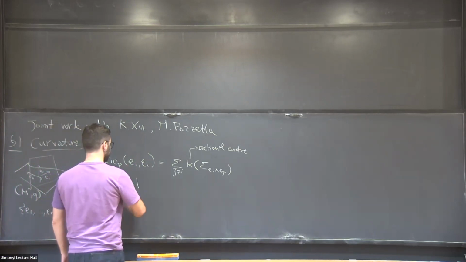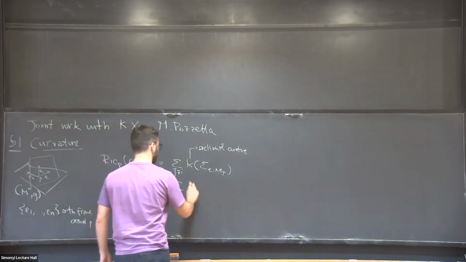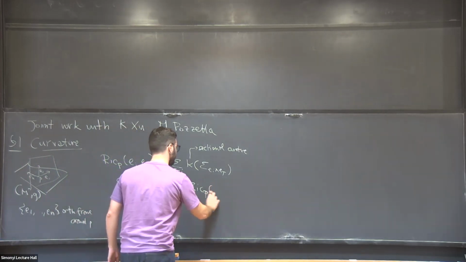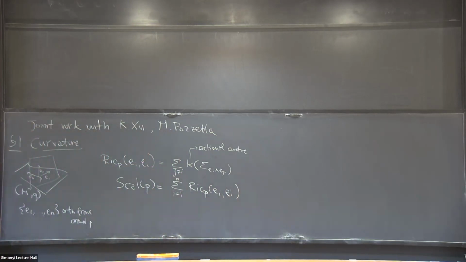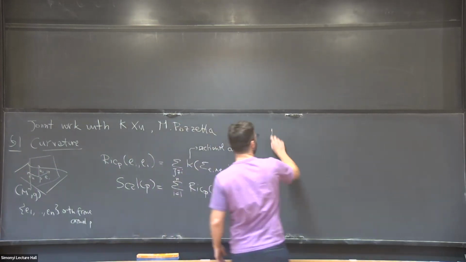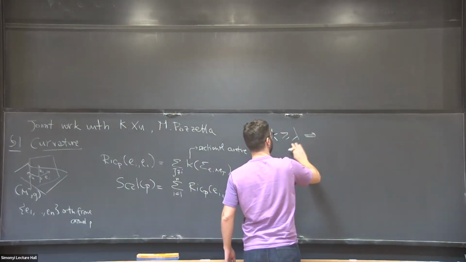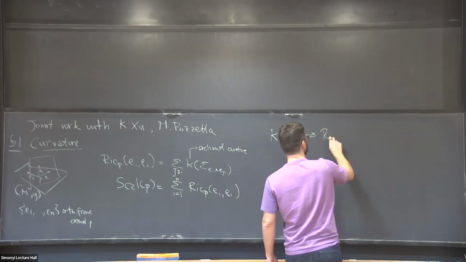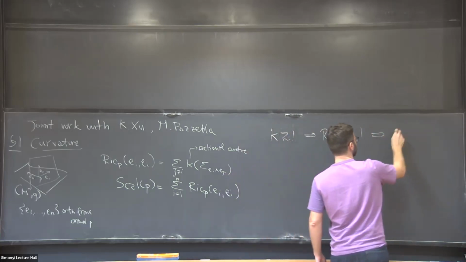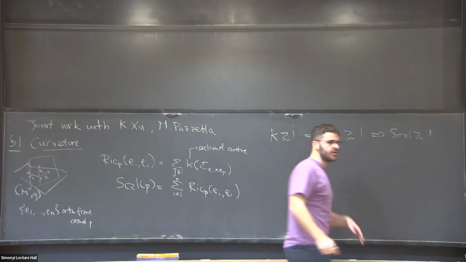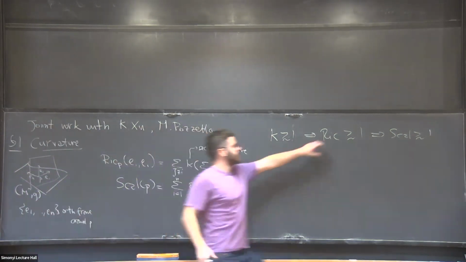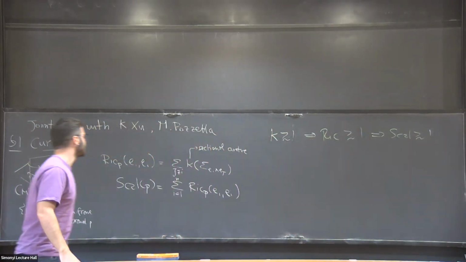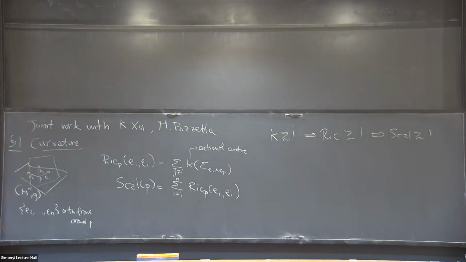And then we have the scalar curvature. It's the trace of Ricci. Having a bound below on the sectional curvature implies having a bound below on Ricci, which implies having a bound below on the scalar curvature, but the other way around is usually false. I will be interested in this most of the time. So this is sectional curvature, Ricci curvature, and scalar curvature.